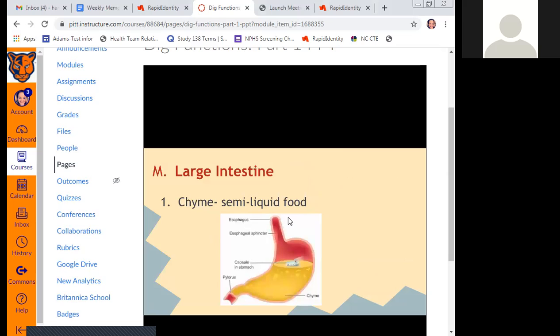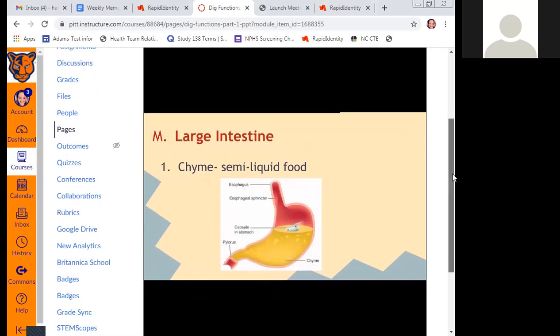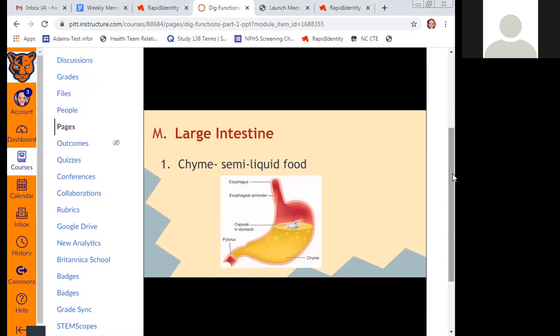So this is the slide yesterday that I was talking to you about with chyme. Chyme is semi-liquid food or semi-digested food as well. So what you see here is an example of the stomach. You have your esophageal sphincter, and then this is the capsule that we talked about where they can let you swallow it to see what's going on.